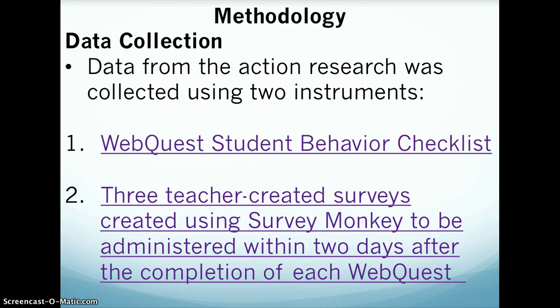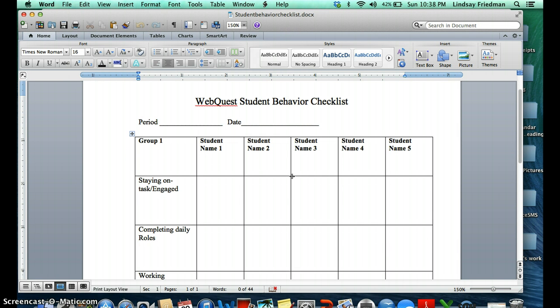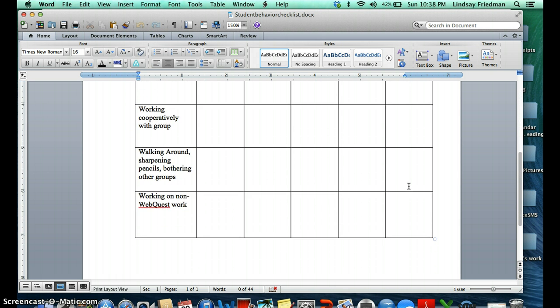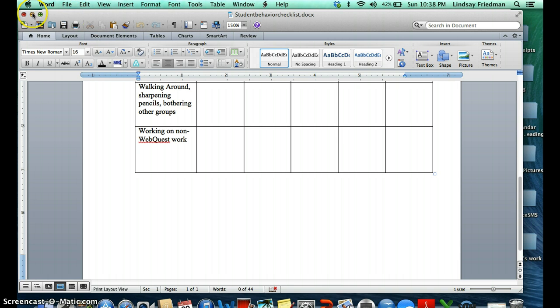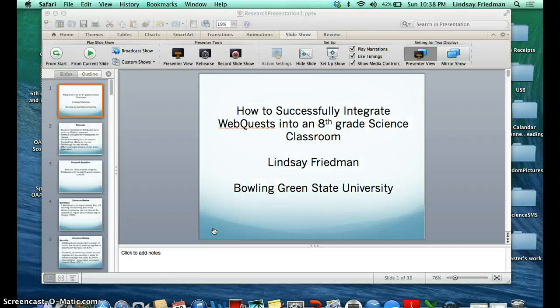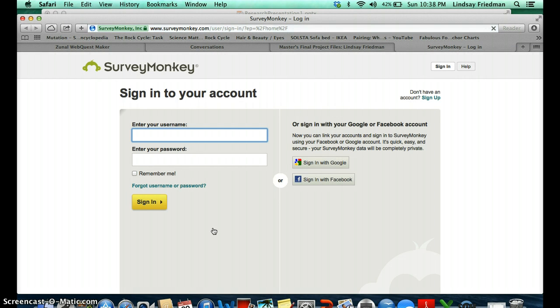In order to collect data on this action research, I used 2 instruments. The first one was the student behavior checklist, and it looked like this. So I put the students' names up at the top up here, and then I just took anecdotal notes as they were working. And the other item I used was a teacher-created survey, and this gave the students the opportunity to provide feedback after each WebQuest.